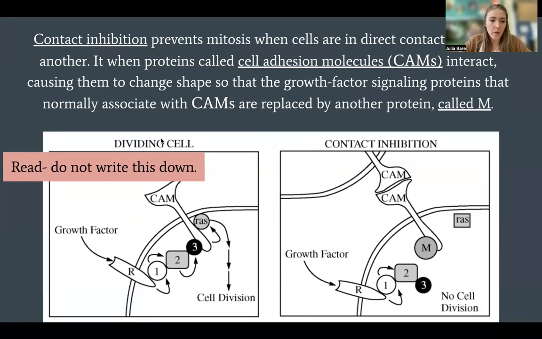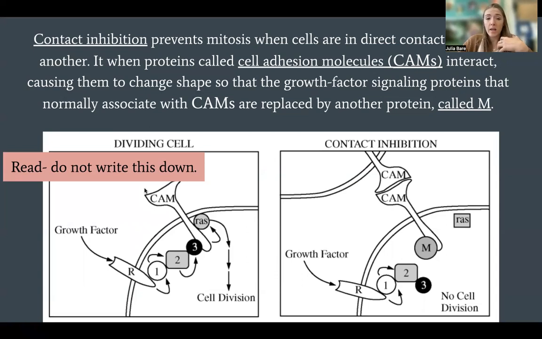When a cell is going through cell division, growth factors are going to trigger this R protein, and those R proteins are going to trigger subsequent signaling proteins that associate with CAM. And then CAM, because it's not sensing any other cells around it, is going to associate with this RAS protein, and that's going to cause continued cell division. Okay, this is what happens when the cell is undergoing cell division.